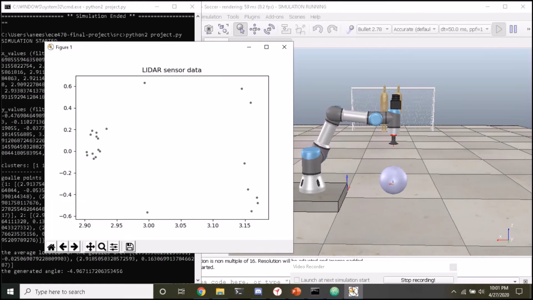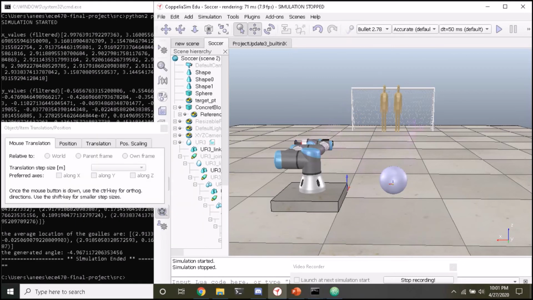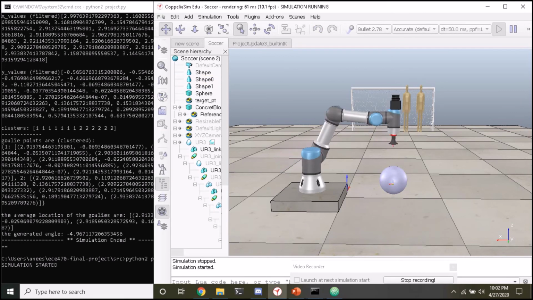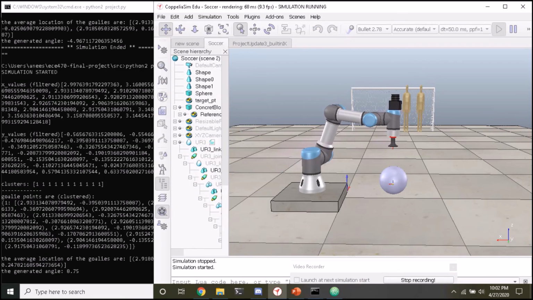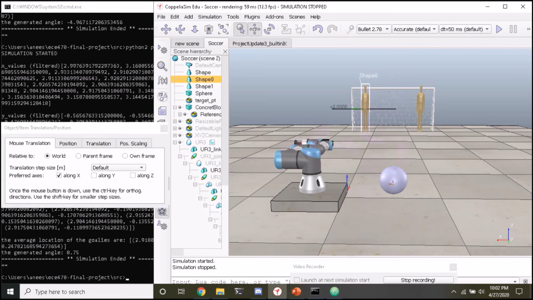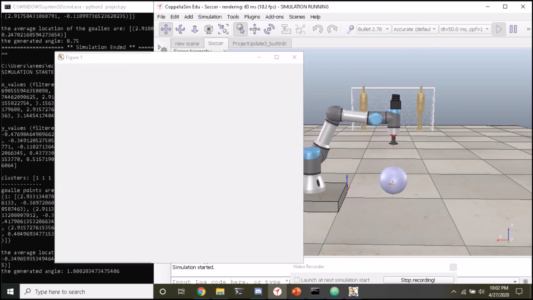First, the robot takes a snapshot of sensor data to detect the locations of the goalkeepers. Then, it calculates a good angle to shoot the ball and executes the planned trajectory. We can also move the keepers, and the robot will dynamically calculate the best location to shoot the ball in order to score a goal.